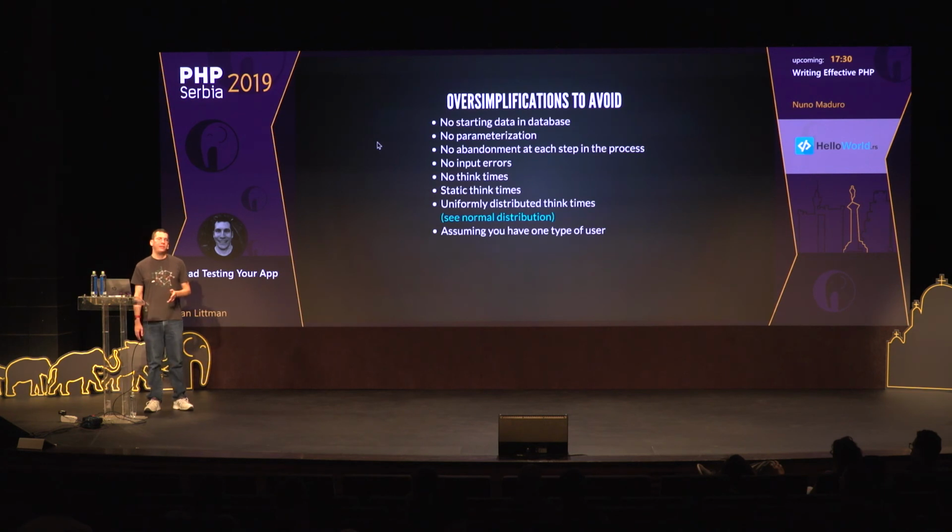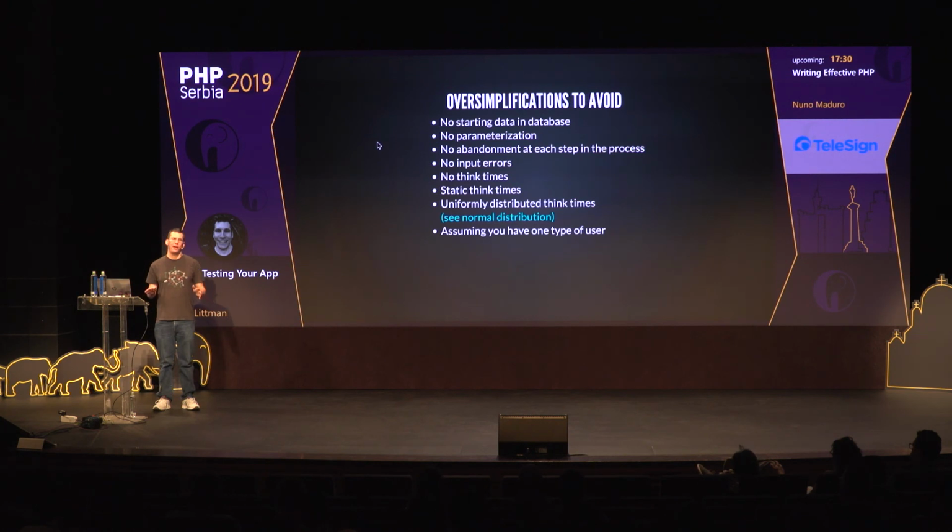Likewise, uniformly distributed think times or static think times are not an accurate representation of what an end user does either. You want to use some probabilistic distribution. Maybe that's the normal distribution. That's the one that we'll be using later on in these examples. But you end up with a kind of bell curve of the amount of time that a user takes in order to perform a given action.